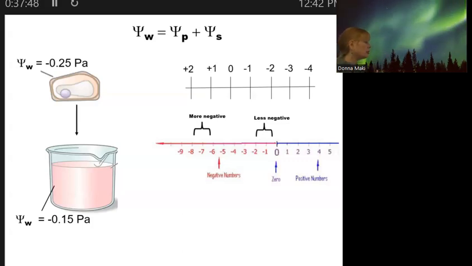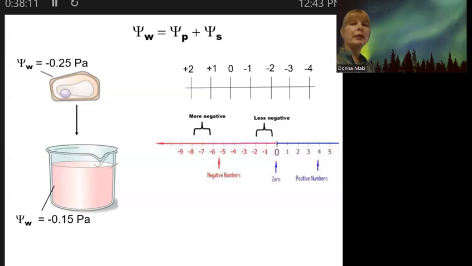Eventually there will be no more net water movement. If that's the case, you're going to end up with the water potential in the cell and the water potential in the beaker equal to each other. It'll be the same number, some negative number, somewhere in between negative 0.15 and negative 0.25. But I don't know what it is. They didn't show you any of that.